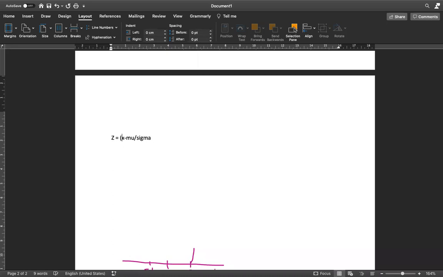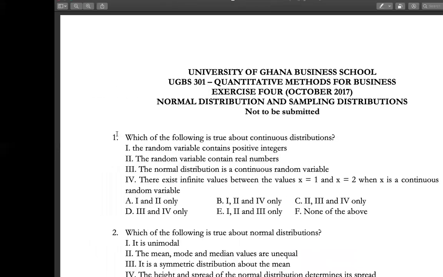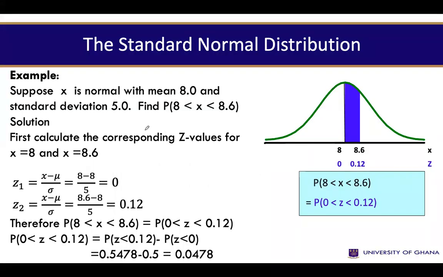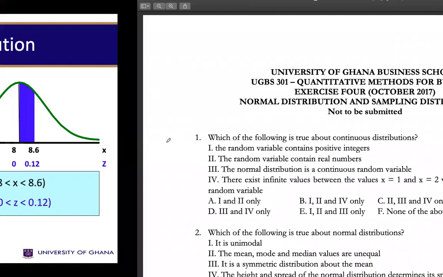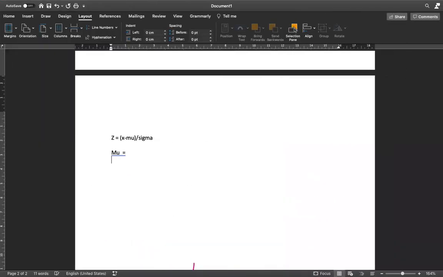X minus mu divided by the standard deviation. This is how we standardize. Given this, we have to standardize these two values of X: the one on the left, and also the one on the right. So let's take Z1. What is mu? Mu is equal to 8, yes, that's correct. Mu is 8, sigma is 5, isn't it?